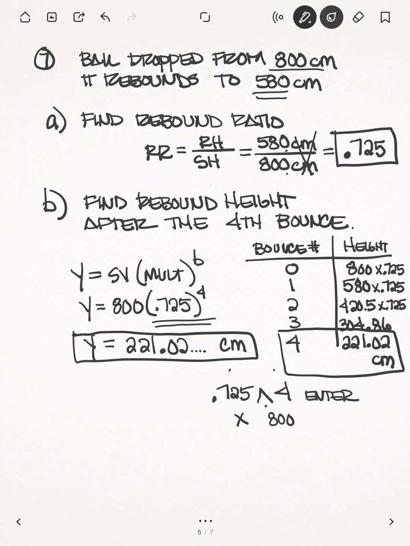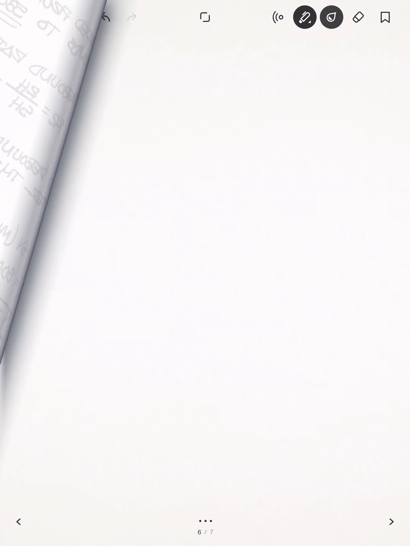All right. Let's try another one. We have 2 more problems. Number 8. I want you to solve this system. y equals negative 2x plus 31, and y equals 5x plus 3.